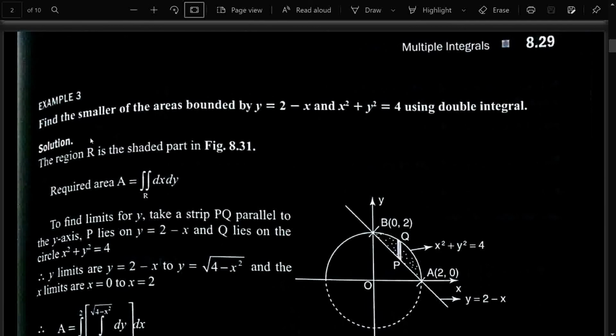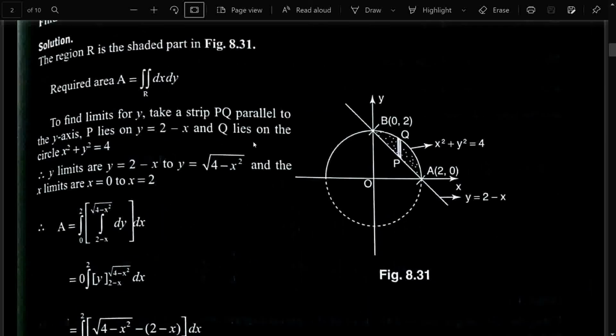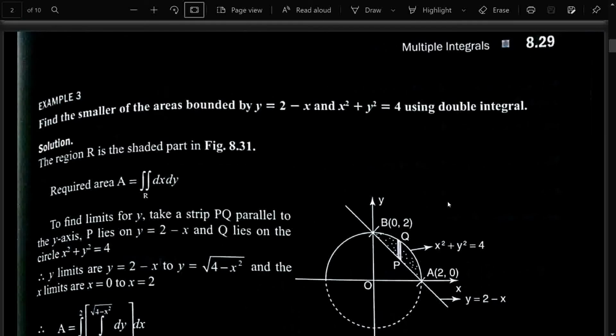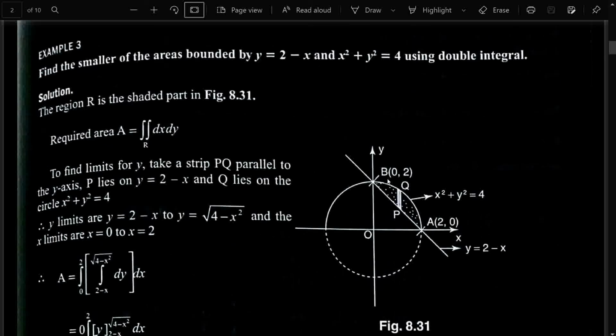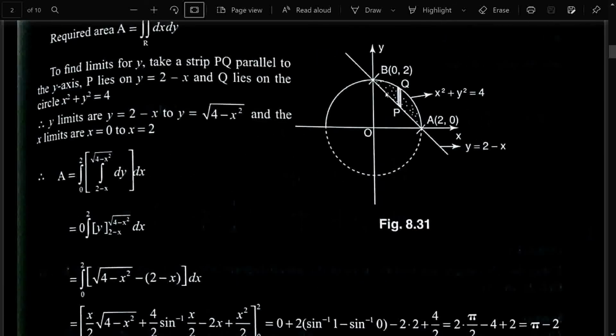And a third example: find the smaller area bounded by y is equal to 2 minus x, which is a line, and x square plus y square is equal to 4. By seeing this you can find this is a circle, using double integration. So we drew a circle and this is the line. How do you know where it crosses? Just put this equation in the other equation so that you can get the points where they cross each other.